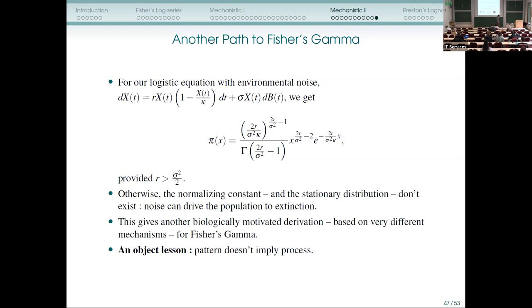And the reason is that we're doing science, and doing science means falsification. I can tell a bunch of different stories to get the same pattern, using some really fancy mathematics to get there, but that's not going to get me to what I really want, which is science, a testable hypothesis. Mechanistic modeling gives you exactly that. Each of these ways I got to Fisher's gamma, I made assumptions that I can measure and test.